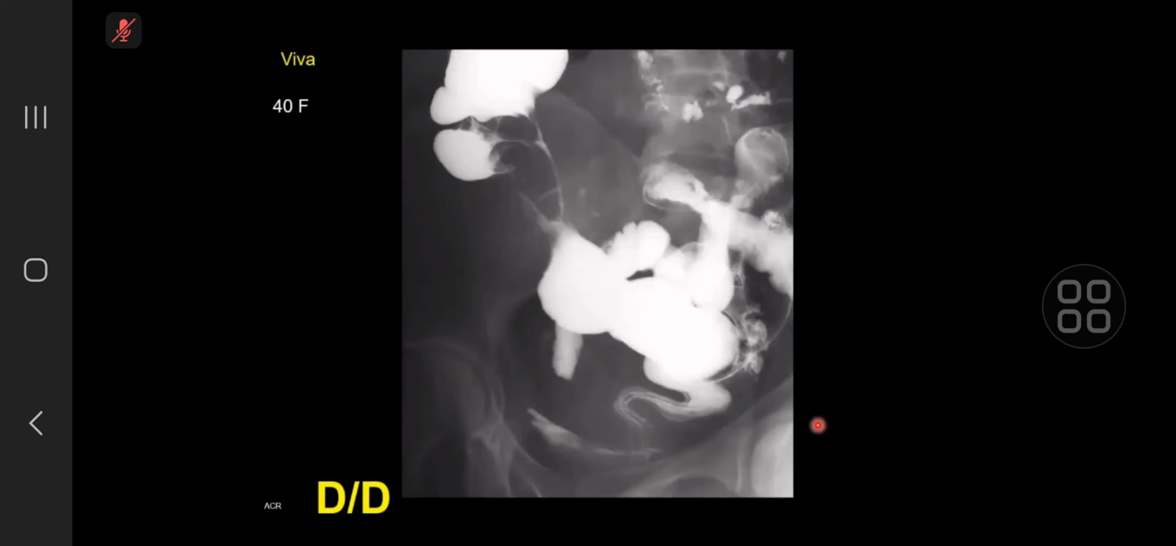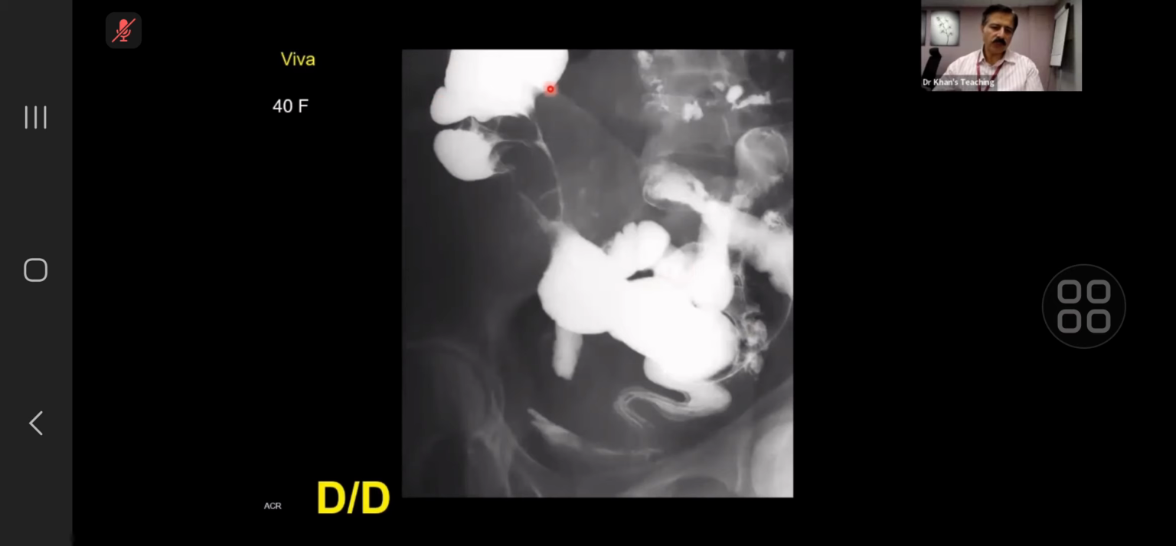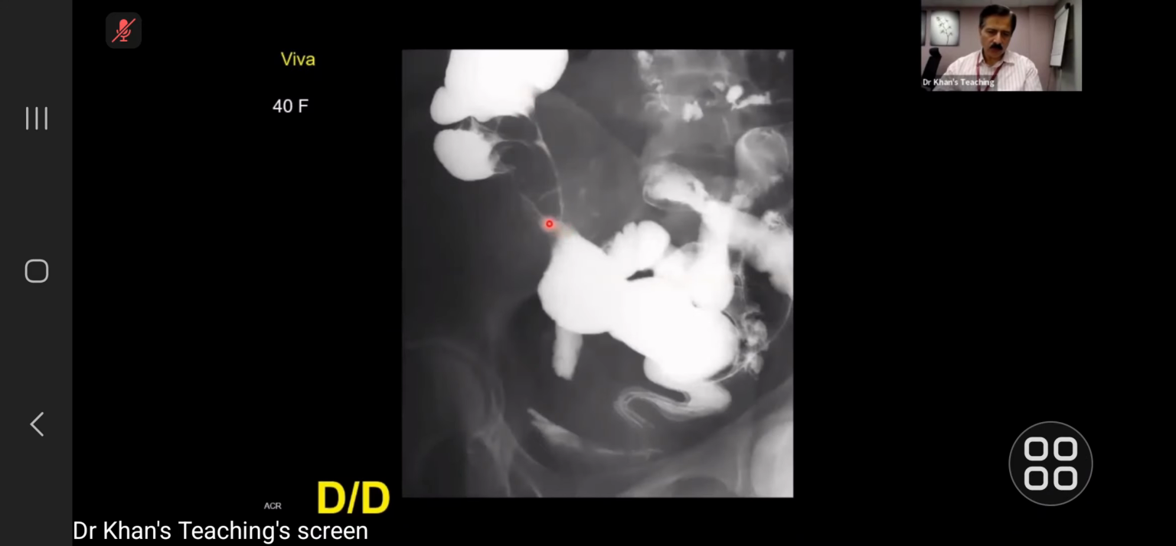There appears to be a sort of contrast extending from the small bowel loops into what looks like the bladder, the urinary bladder. This could be in keeping with a fistula. Okay, very good. What's happening in this region? This is the ileocecal junction. Cecum, and this is an ileocolic fistula. Another ileocolic fistula is this one, and then there is an ileal fistula here.